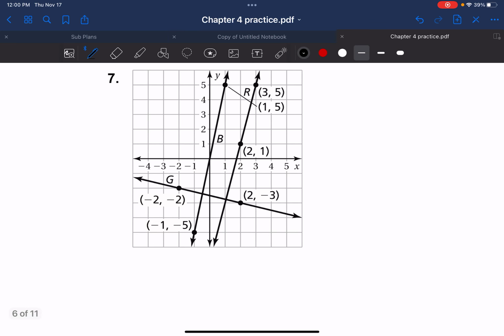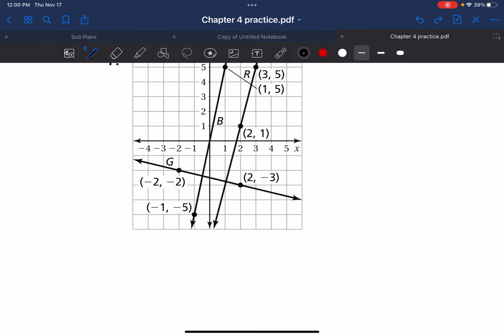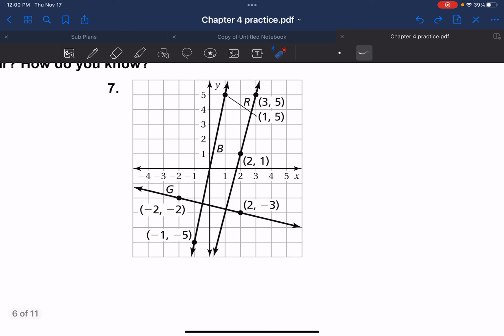Same thing over here. I've got 3 lines. I've got a G line. Oops, I'm trying my highlighter. I got a G line. I've got a B line. And I've got an R line.